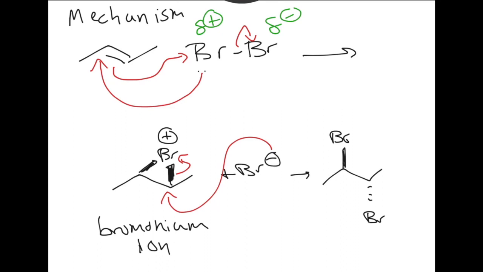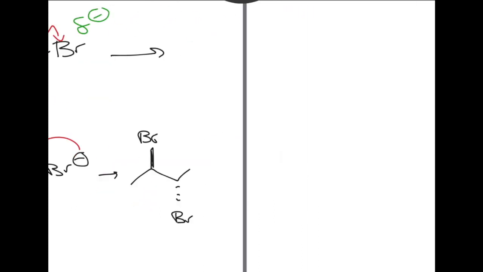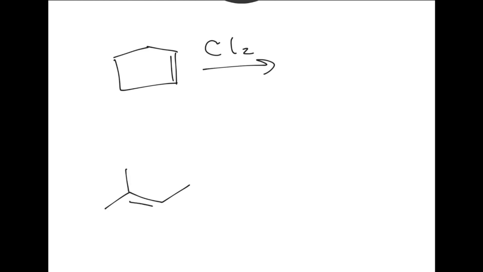Now, there's not a whole lot in terms of examples I can do for this, because it's always the same thing. You're going to add a chlorine to each carbon of the double bond, and those chlorines have to be on opposite sides.